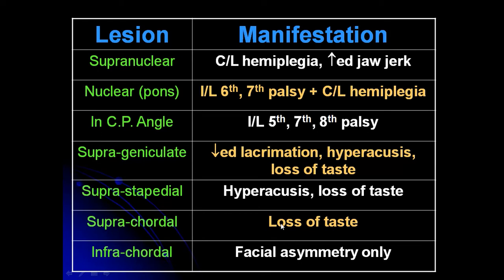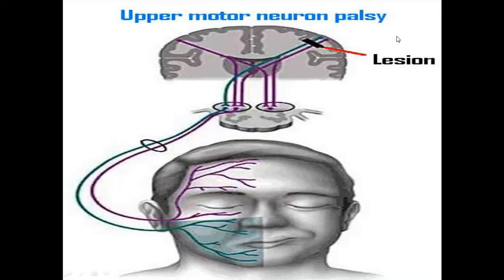So at every level where there is an injury, there is a loss of the particular function which is below that level. For example, if the problem is below the stapedius, you can have a problem in the taste, but the stapedius is functioning. The lower level is lost, the upper level is intact. So infracaudal is facial asymmetry only. When it comes to outside, while doing parotid surgery, if the facial nerve is cut, there is only paralysis of the facial nerve on the face, but not the other things related to taste or the stapedial reflex. All are intact.